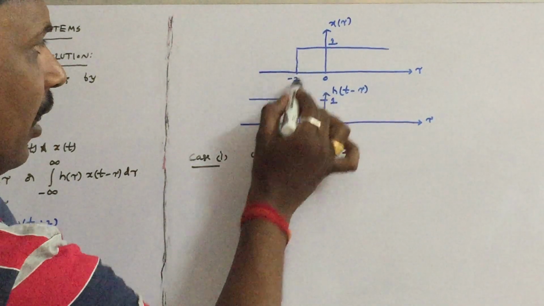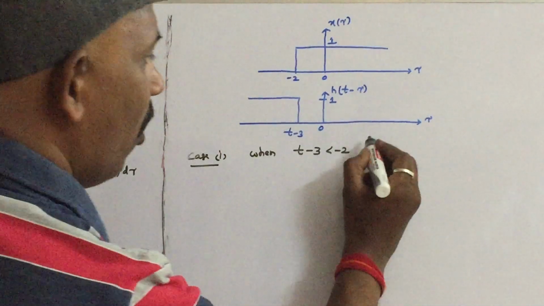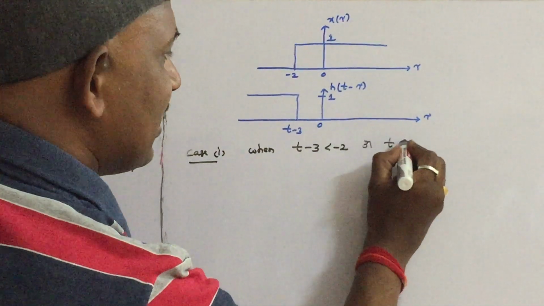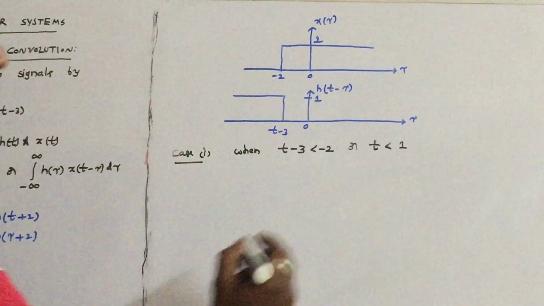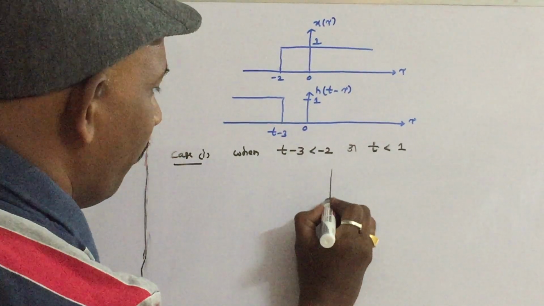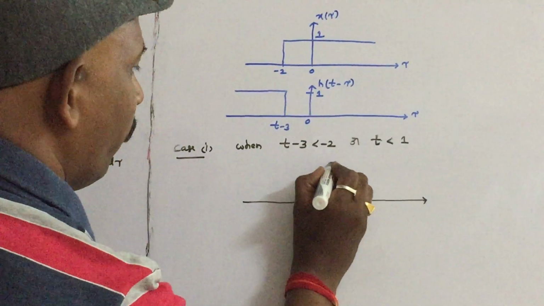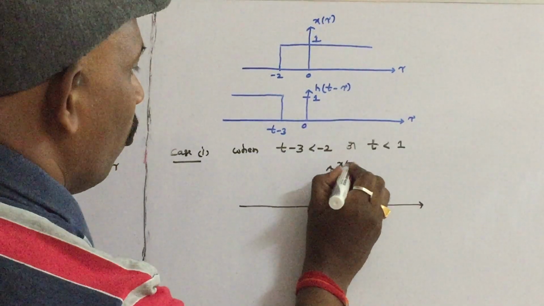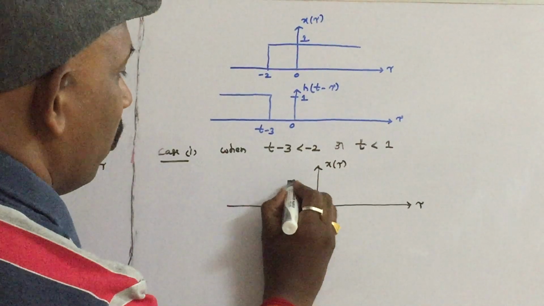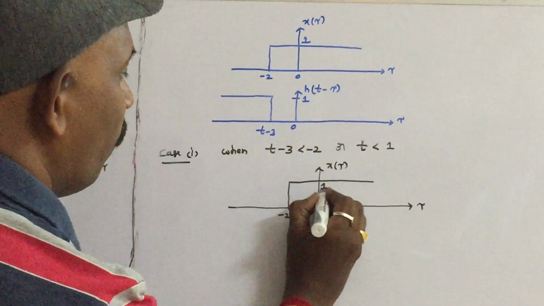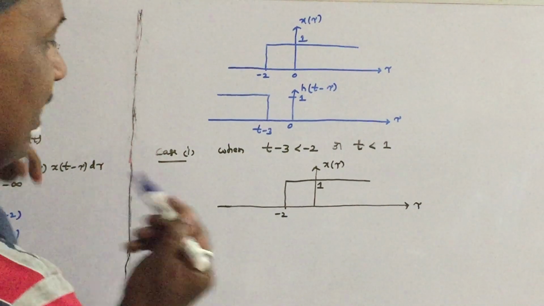First we have to take the non-overlapping regions. That means when t minus 3 is less than minus 2, or t is less than 3 minus 2, that is t less than 1. You can plot both graphs on one scale. So this is x of tau versus tau, starting at minus 2 and going to the right, with amplitude 1. We have taken t minus 3 less than minus 2.